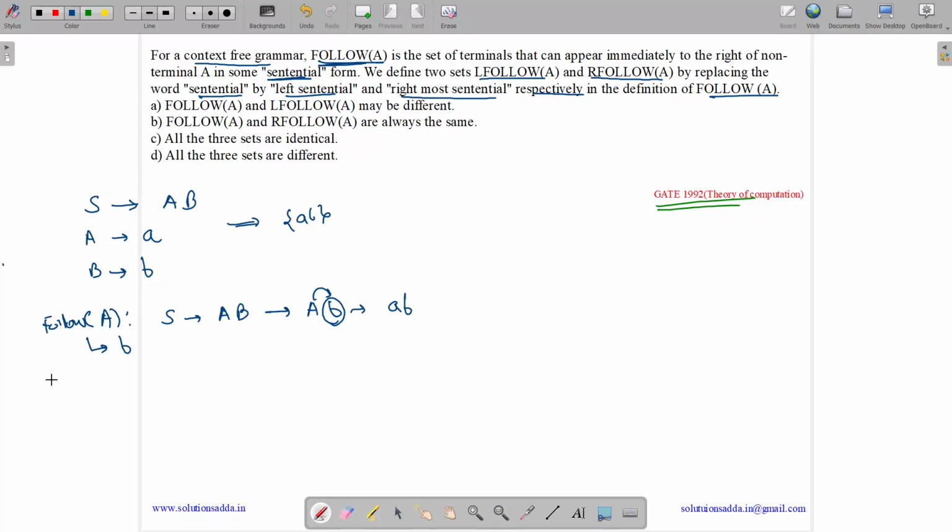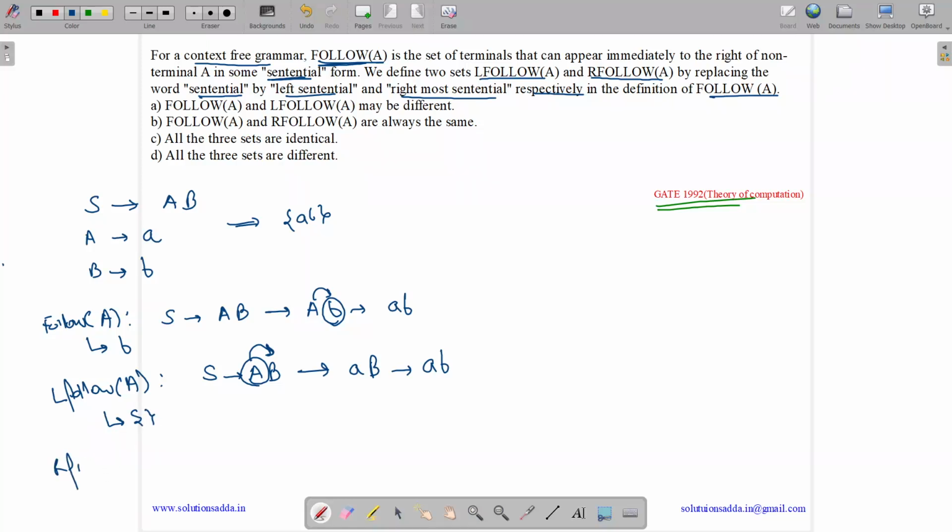Now let us see what is L follow of A. L follow of A is the set of terminals that appear immediately to the right of a non-terminal A in some left sentential form. So let us draw the left sentential form. In left sentential form, always the leftmost non-terminal is replaced. So here A is replaced by small a, and then B is replaced by b. Here we can see no terminal appears to the right of A, only a non-terminal is there. So L follow of A is empty or null.